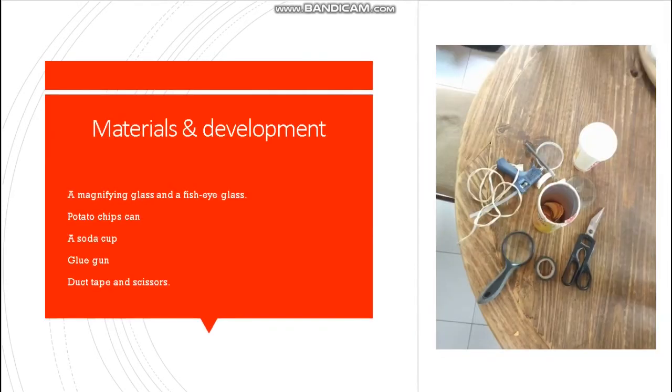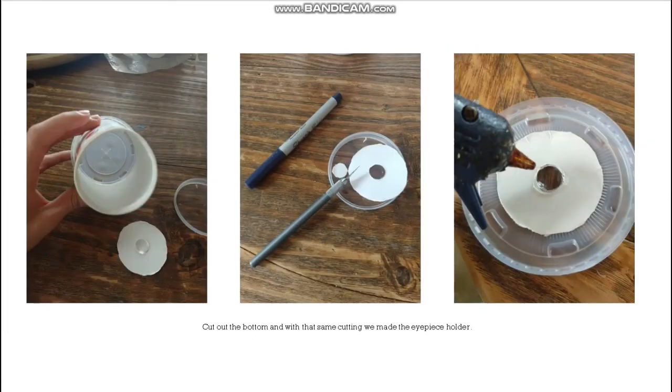For materials and development, it was relatively simple. We needed a magnifying glass and a fisheye glass to make the lenses. A potato chips can, like a Pringles can, works perfectly fine. A soda cup, we used a Burger King cup, but it can be done with any kind of cup. A glue gun, duct tape and scissors in order to secure everything.